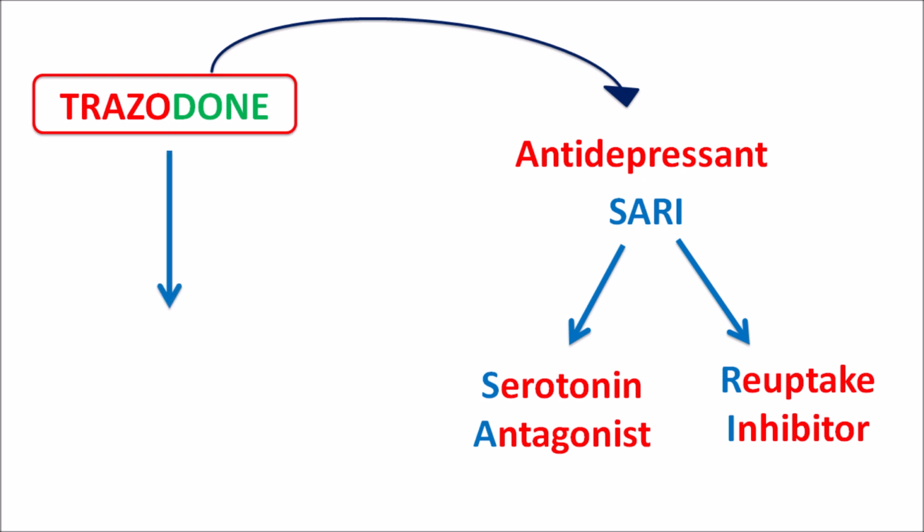Trazodone is chemically a triazolopyridin-3-one derivative. So it has a pyridine ring which is fused with a triazole ring system. From this we can derive the name Trazodone. Trazo indicates the triazole ring and done indicates it has a pyridin-3-one ring system.